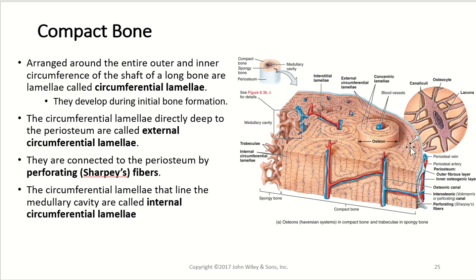So these are our external circumferential lamella, and you can see they are shaped a little bit differently too. These external circumferential lamella are going to be connected to the periosteum by something called a Sharpey's fiber or a perforating fiber. And this is what's going to help attach that periosteum to that underlying layer of bone. And then, like we mentioned, the circumferential lamella that line the medullary cavity are called the internal circumferential lamella.